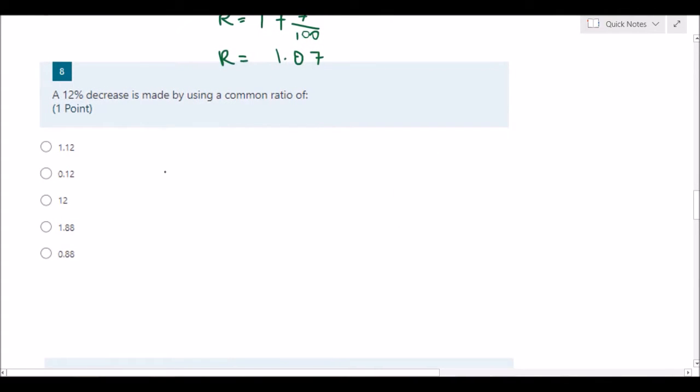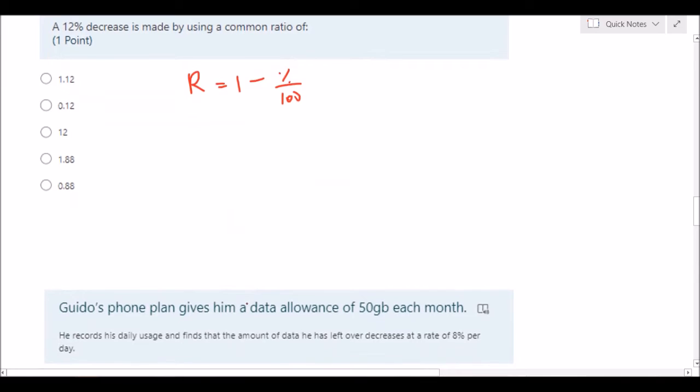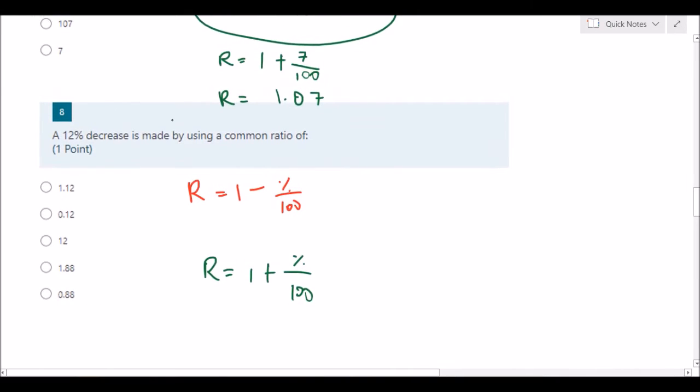A 12% decrease. Now this is a decrease, okay? So if it's a decrease, you're going to be using R equals 1 minus percentage over 100. Remember the other one that we had, which I used just previously in the other question, R equals 1 plus percentage over 100. So that's if it's increasing, but here it's decreasing, 12% decrease. So we're using this one.